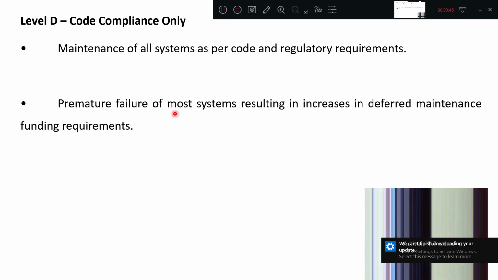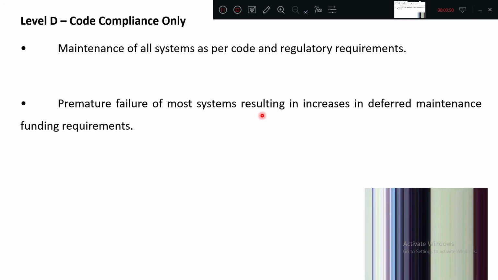Premature failure is common. Premature failure of most systems is always increasing, which in deferred maintenance funding requirement means what? You don't know when failure will come. So to do the maintenance of them, deferred funding requirements. This month maybe 10,000, next month maybe 5,000, again third month maybe 20,000. Like that, deferred funding requirements are present.